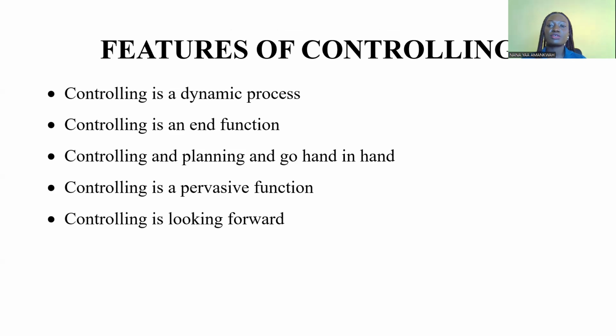Some of the features of controlling that we would want to talk about is the fact that controlling is a dynamic process. When we say it's dynamic, we mean to say that it changes from time to time. Okay, controlling is not static. At every point in time, as things change, controlling as a process also changes, and therefore we can say that it's dynamic. Again, it's an end function. When you are embarking on something, as you perform, that is when you're able to use the control process. So you always say that it's an end.